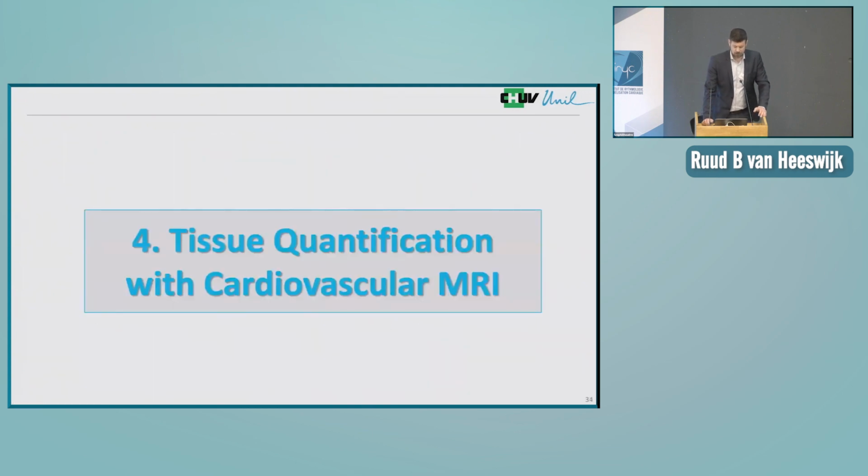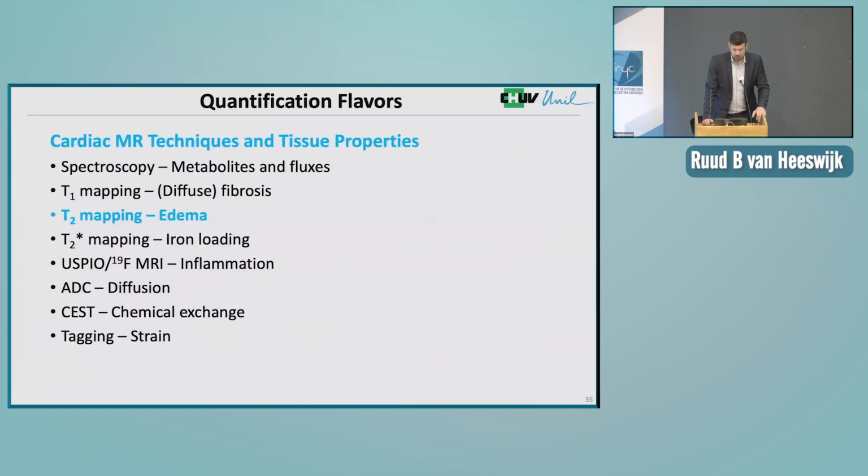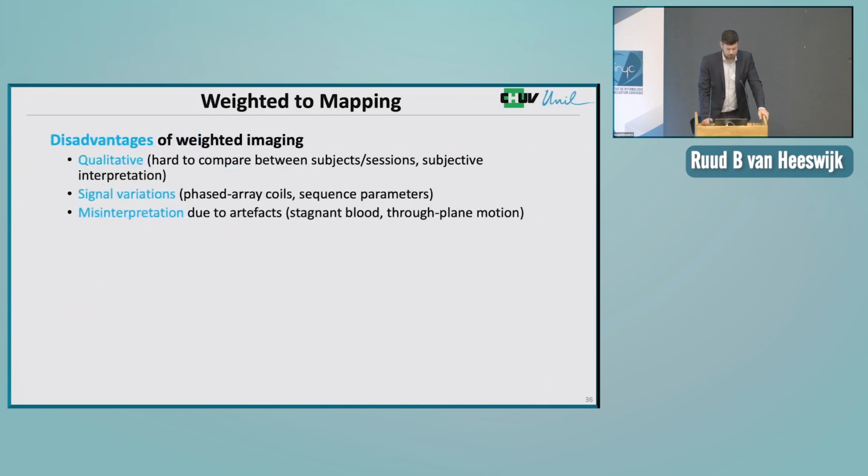Then finally, the technique that I want to discuss is tissue quantification with cardiac MR, which I do myself quite a bit. There are many flavors of this again. So you can do spectroscopy, which characterizes something in the tissue. You can do mapping, T2 star mapping, etc., etc. You can quantify diffusion, chemical exchange, and so on and so on. I'll illustrate things a bit with T2 mapping, which I'm most familiar with, but all the other ones work along similar mechanisms, except perhaps spectroscopy.